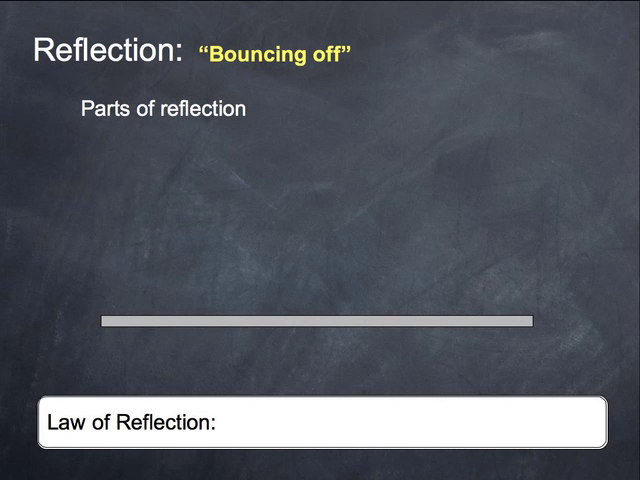All right. So reflection means bouncing off, and obviously light can reflect off of surfaces depending on their color and texture and so forth. And when we talk about reflection, the parts of a reflection include the incoming light ray that's coming into the surface. That's called the incident ray. Think about incident, incoming.